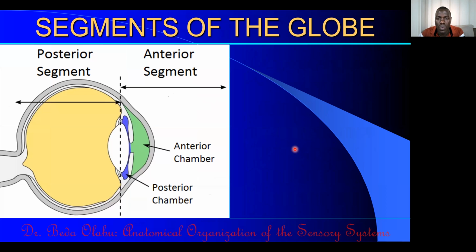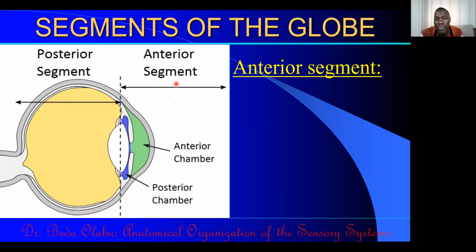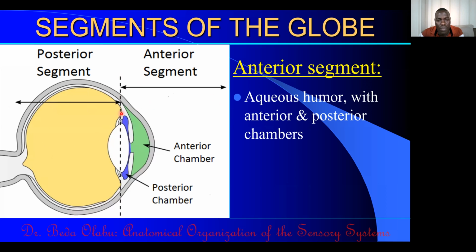So I've taken you through the three layers of the eye. Let's talk about segments of the eye. The eye can be described to have anterior and posterior segments. The junction between the anterior and the posterior segment is the axis of the lens. Anything in front of the lens is in the anterior segment, and behind the lens is in the posterior segment. If you talk about the anterior segment, we are referring to this region that contains the aqueous humor. The aqueous humor is in the anterior segment of the eye.